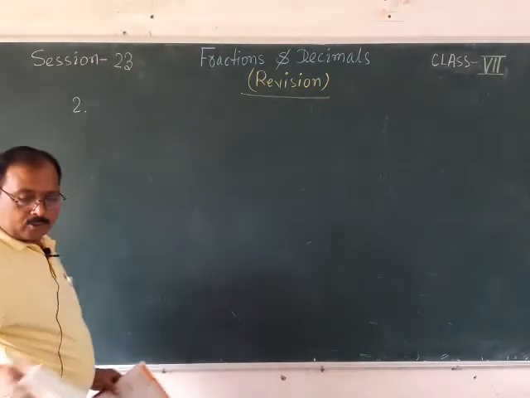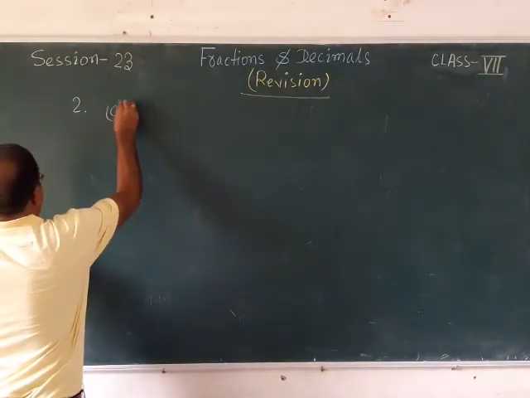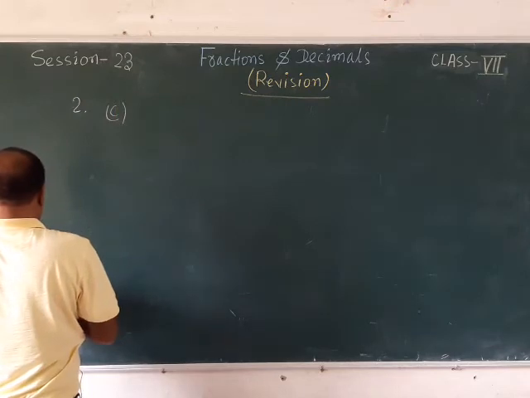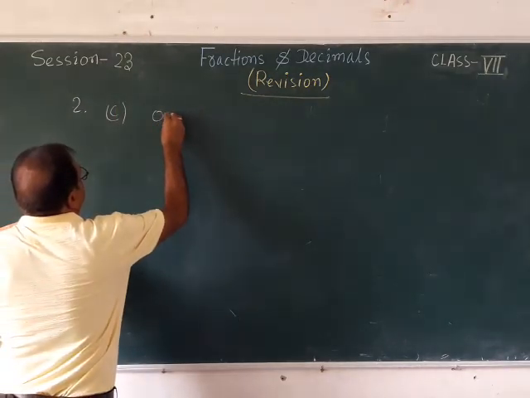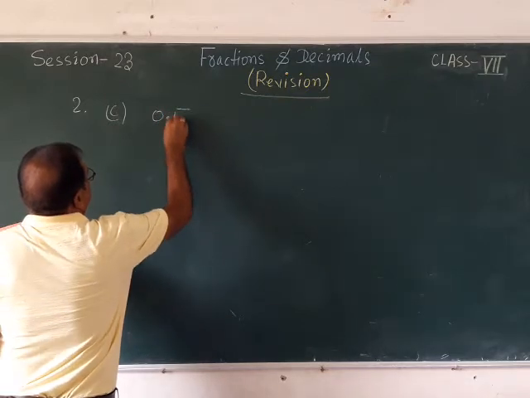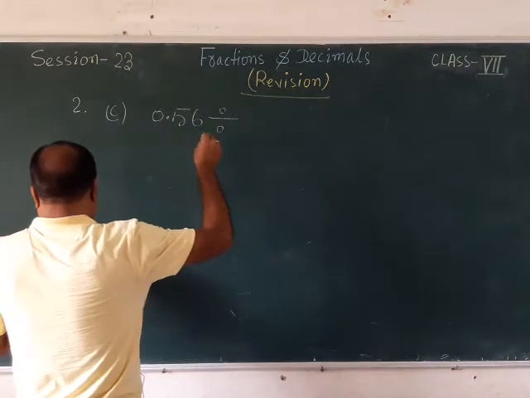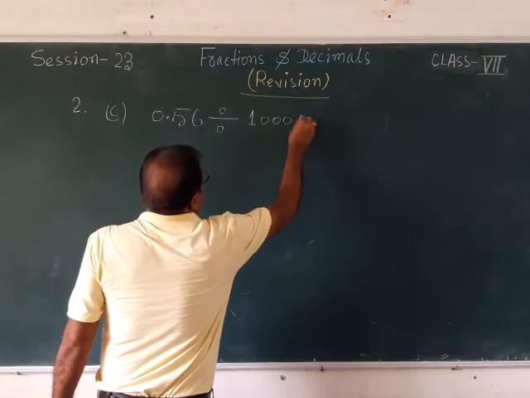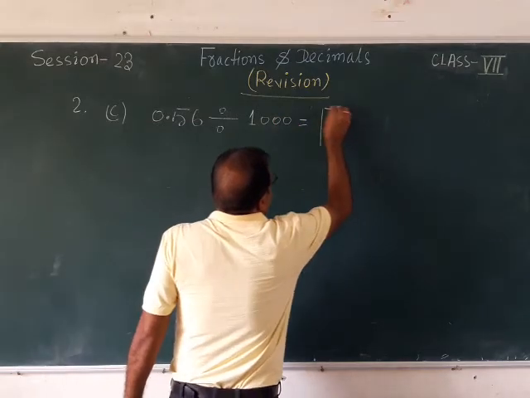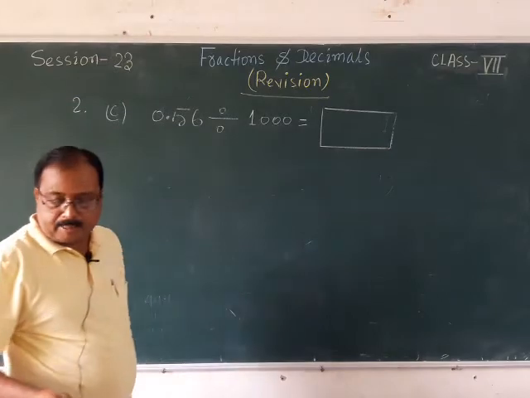Okay, so this time I am taking the question. It is written like that: 0.56 and divide it by 1000. Can you guess what answer can be written in this blank space?